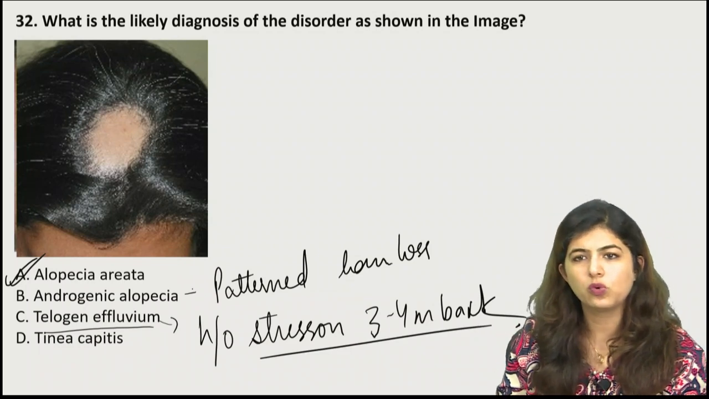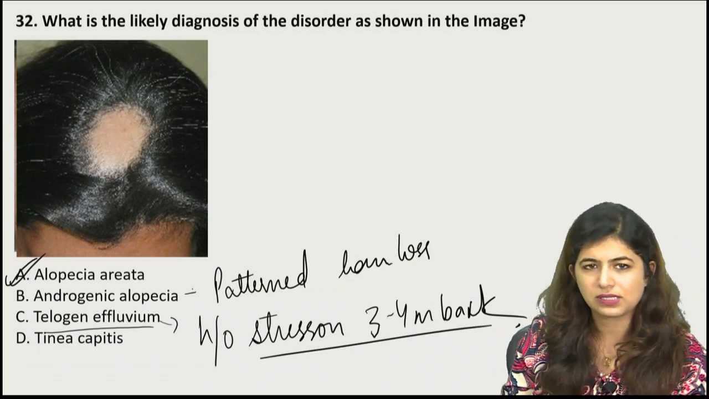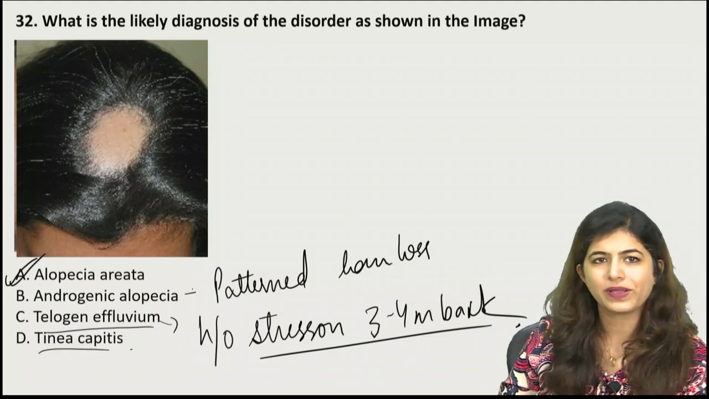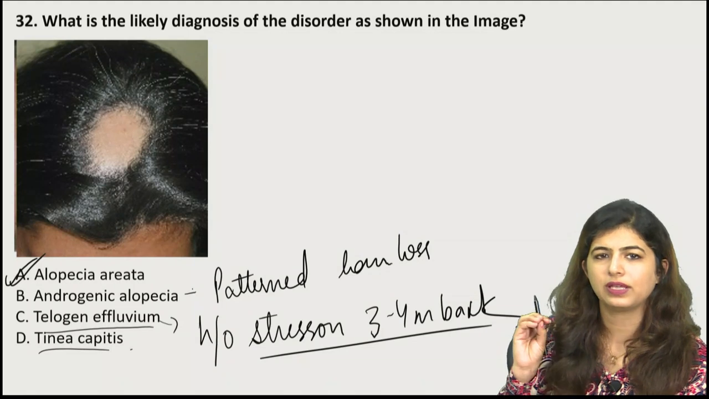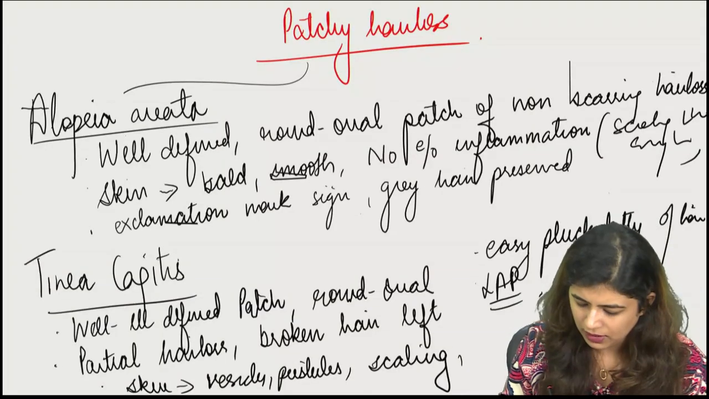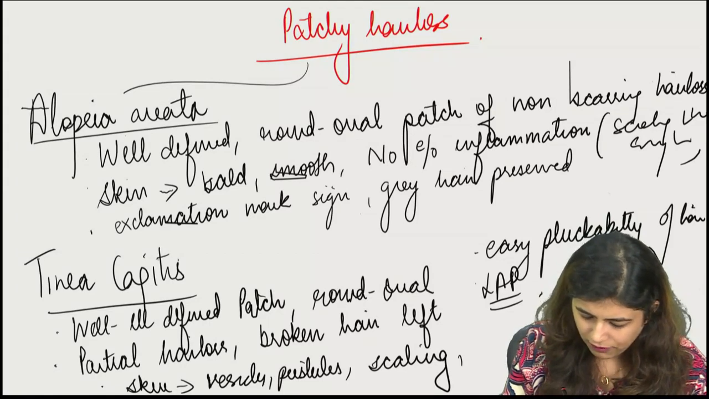So these two will be the hints towards these diagnoses. Tinea capitis we've already discussed. So the answer to question number 32 is option A, which is alopecia areata. Clear to everyone? Now, what are my questions from this text?